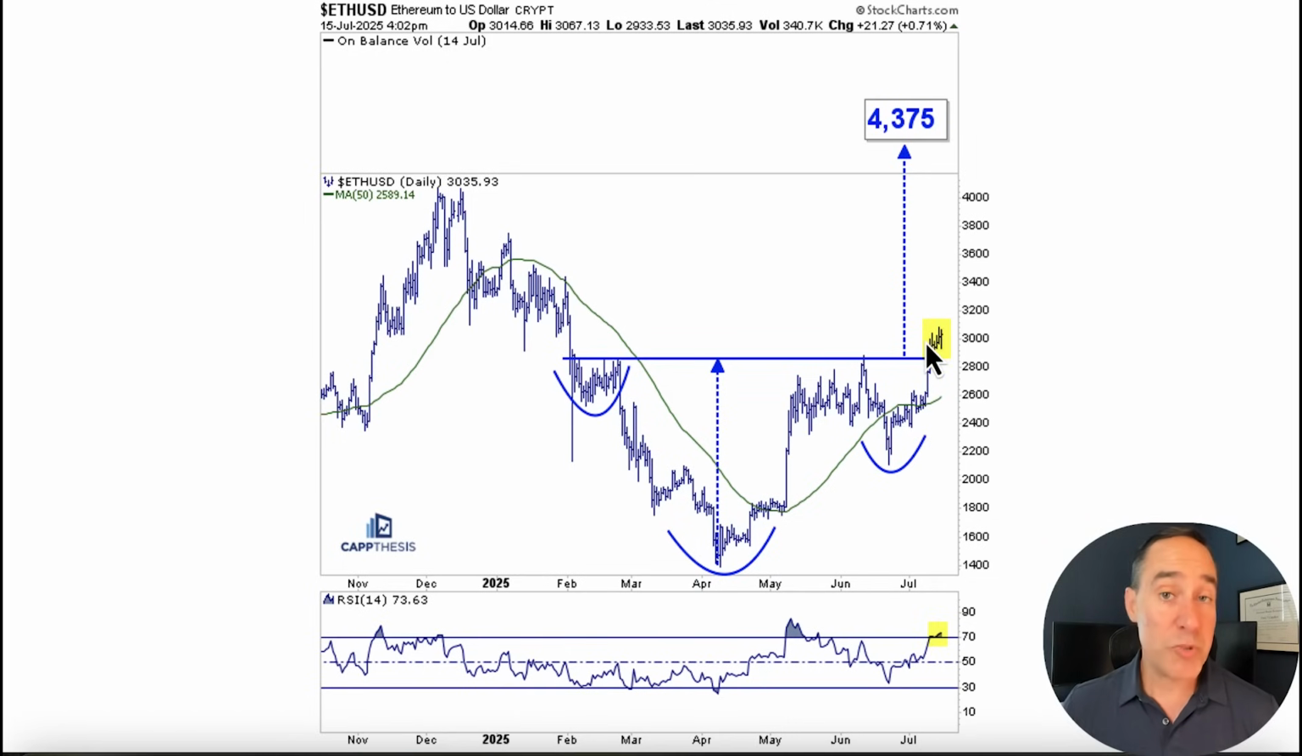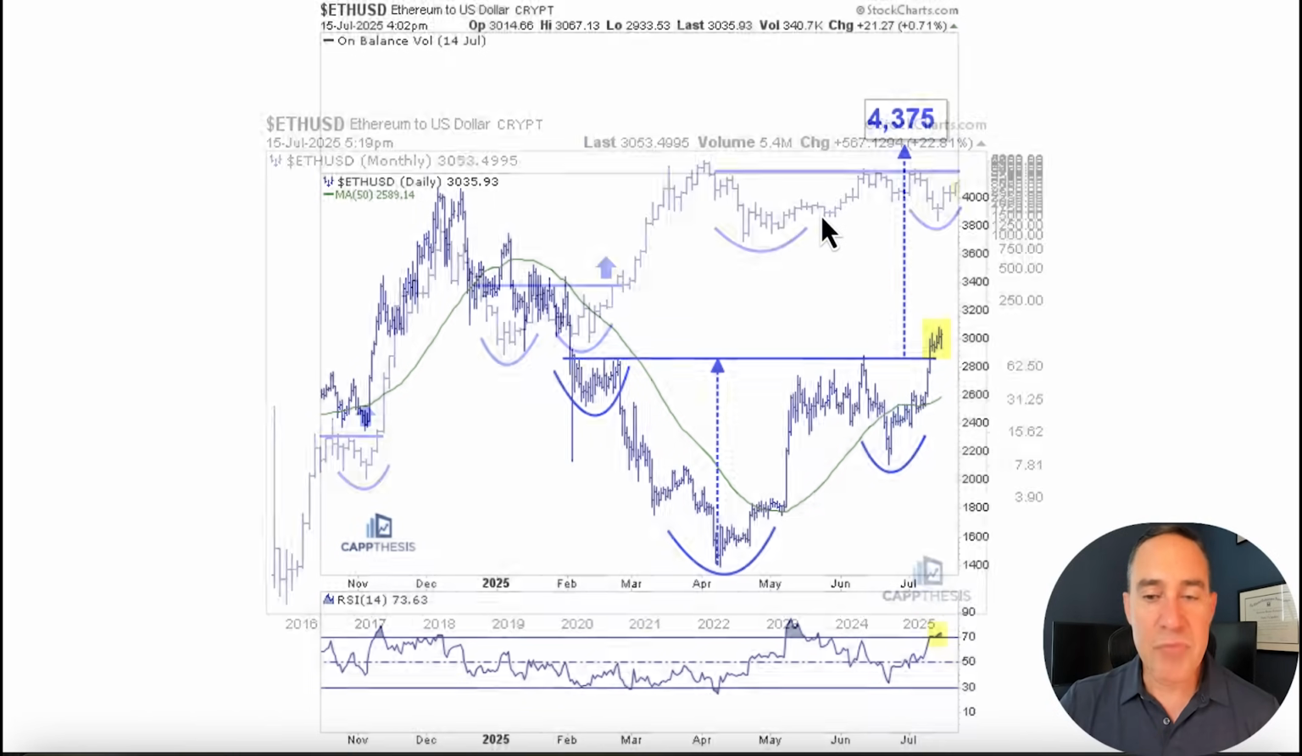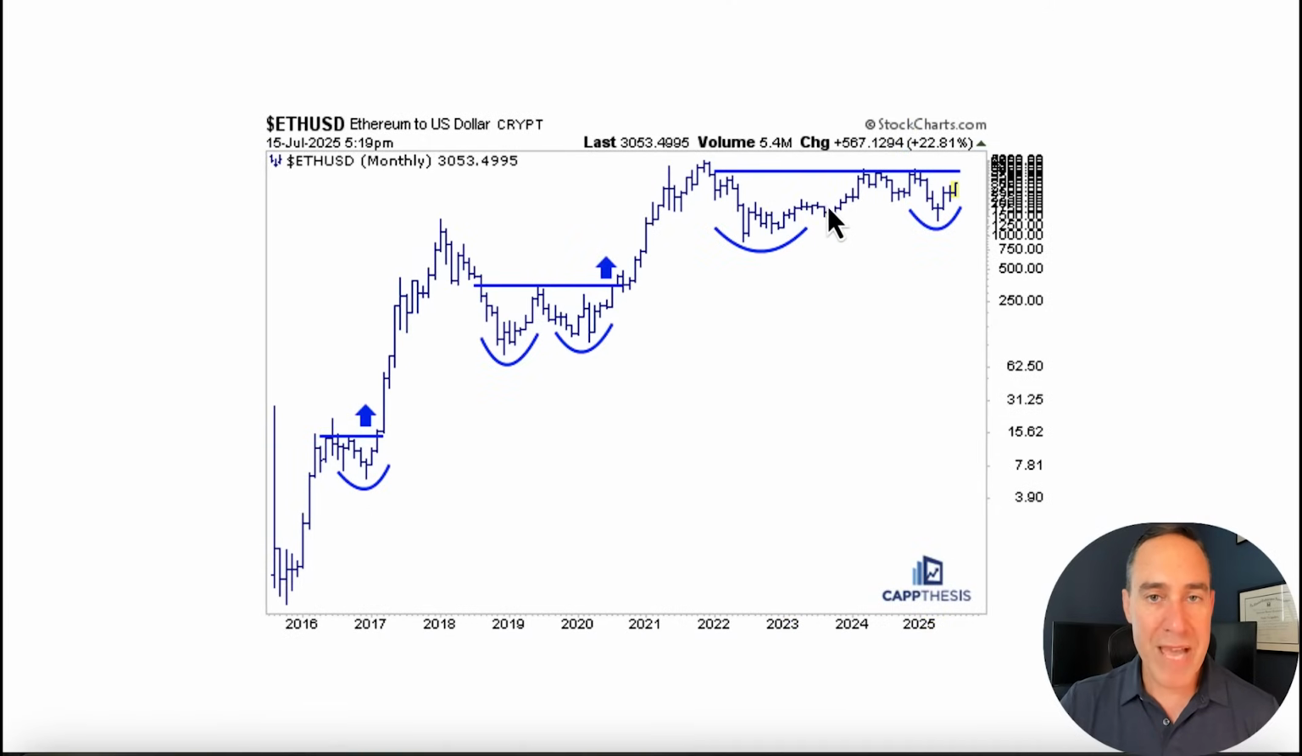And as we know in the crypto world, being overbought can really lead to momentum getting even stronger. And so this target price would be above the area that it touched in late December 2024, right around 4,000, which of course would then bring an even bigger pattern into play here. This is going back to 2016.